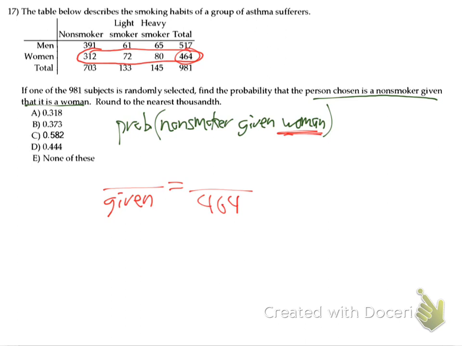Correct. Okay, and what's the top? Non-smoker. How many are non-smokers out of that group? Just the 312. Out of the women group, 312 are non-smokers. Divide that on your calculator. 0.672. It's not there. None of those, which is always a little disturbing. So the given becomes the denominator. It limits the possibilities.